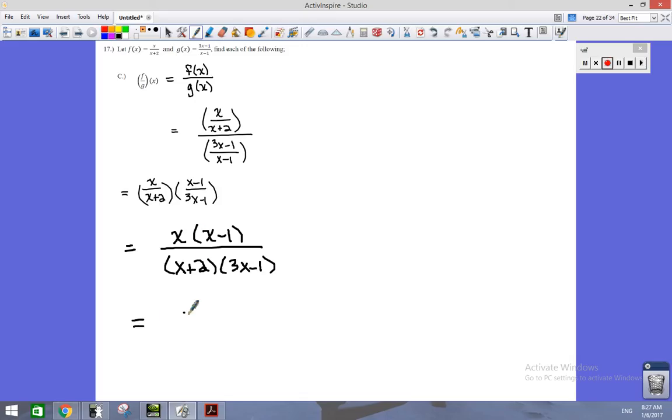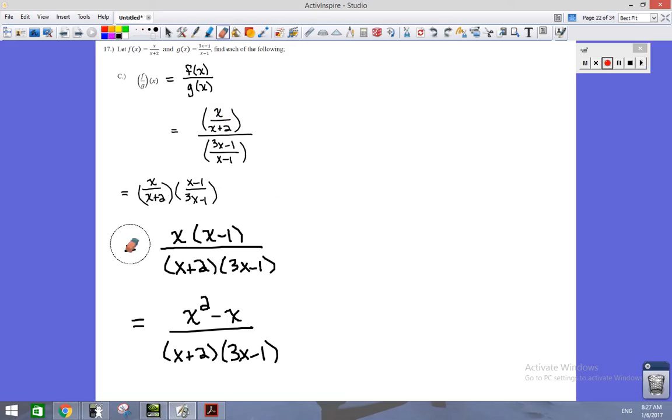So the numerator will distribute: x squared minus x over this x plus 2. So here's my new function that I get when I divide f divided by g. The function f of x divided by g of x creates this new function. And if you want to, you could rename it h of x, or you could keep that name f over g. So there's my final answer for part C. Part D is going to be the reciprocal of this answer.